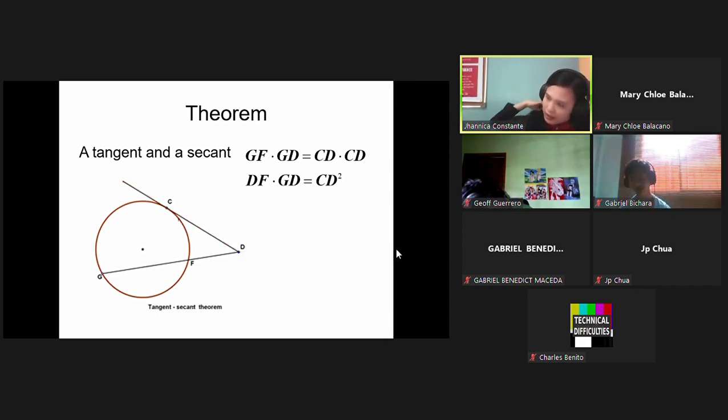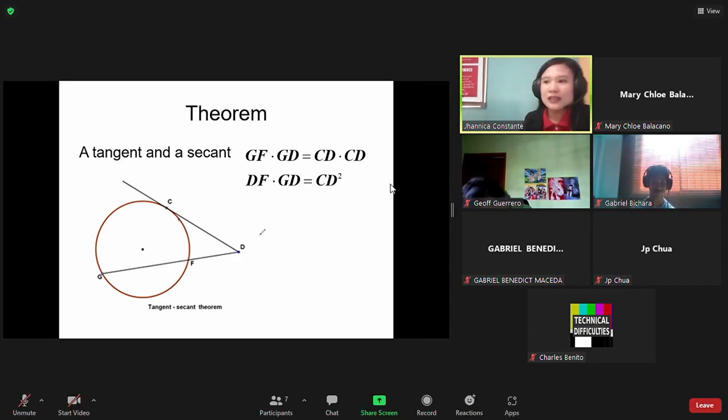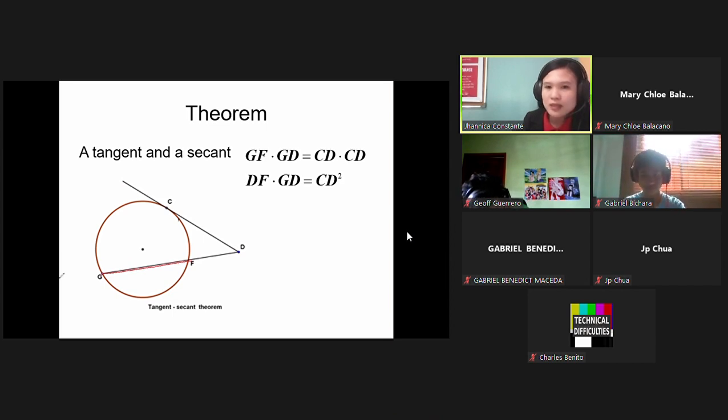So for the tangent and secant, to find the missing measurement or the length of the secant of the segment, we're going to multiply the chord GF multiplied by the whole secant. So secant times the whole chord, like GF multiplied by the whole chord GD. As you can see here. GF multiplied by the whole chord GD.